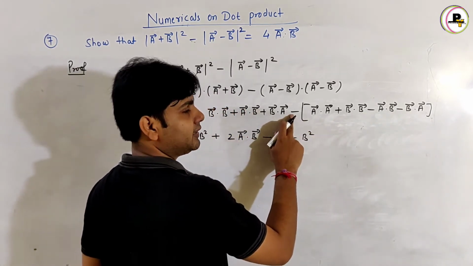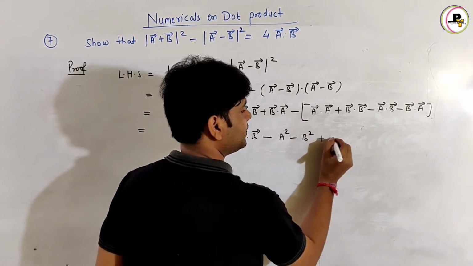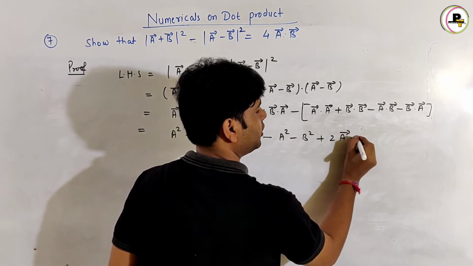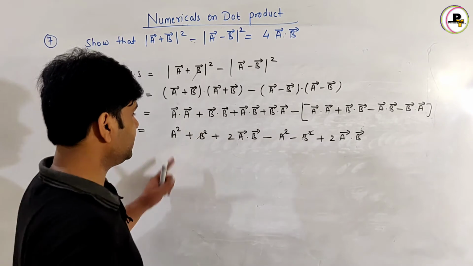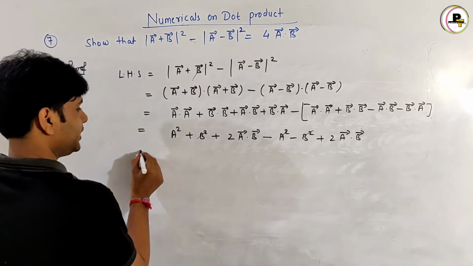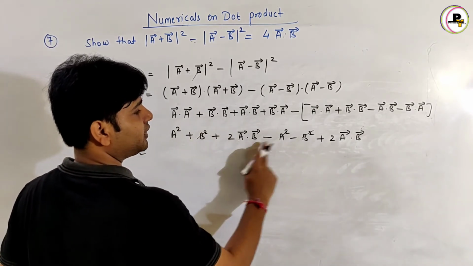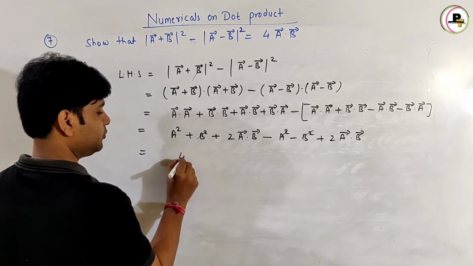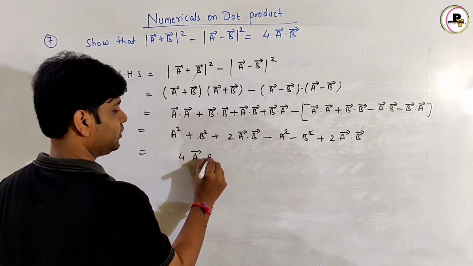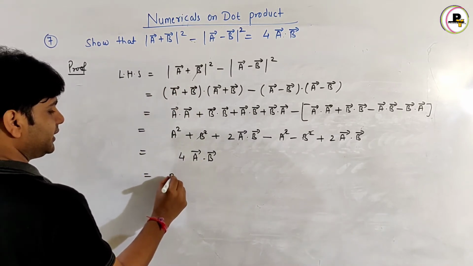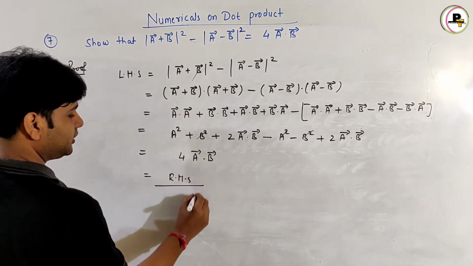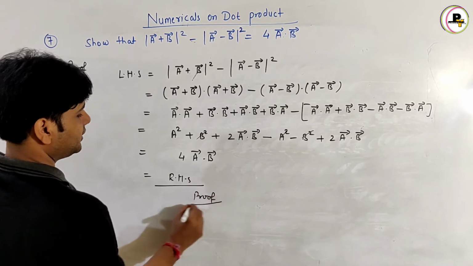and if I open the bracket, there is minus sign, then this will be plus 2a vector dot b vector. These two values will get cancelled because there is plus and minus sign. So I can write here 2a vector dot b vector plus 2a vector dot b vector, that is 4 times of vector a dot vector b, and this is equal to what? Right hand side. This is what proof of the question number 7.